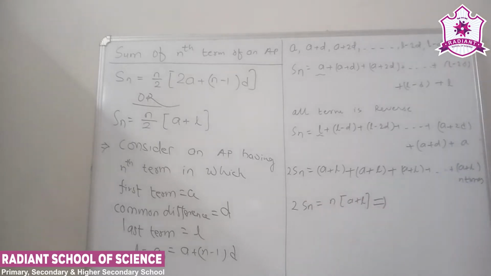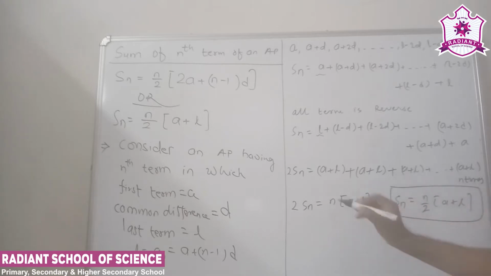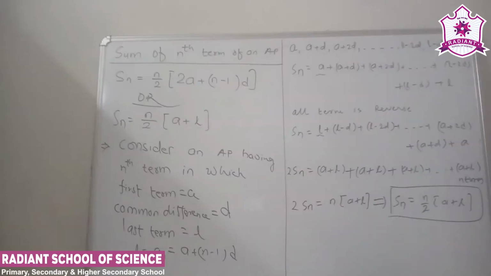So what did you get for Sn? Sn is equal to n by 2 into (a plus l). Got it? So this is your first proof. Sn is equal to n by 2 into (a plus l).